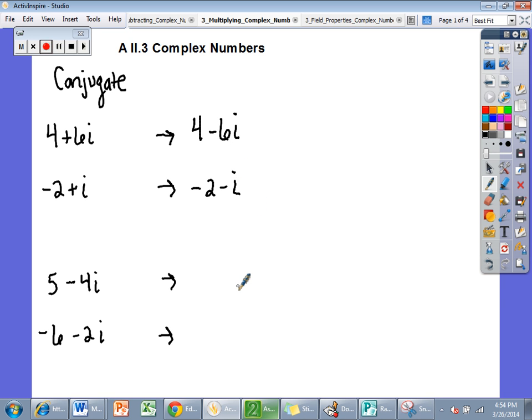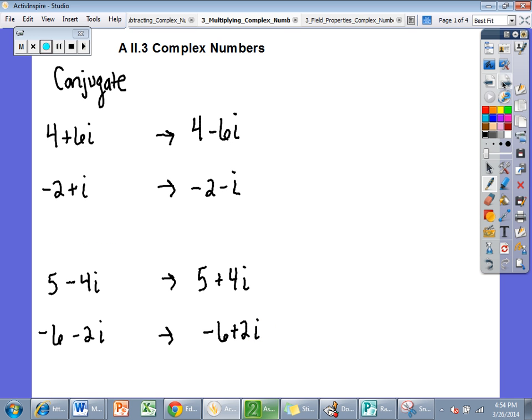And you can go ahead and pause the video and try these next two on your own. Okay, I'm going to go ahead and do these next two. It will be 5 plus 4i, and then negative 6 plus 2i.